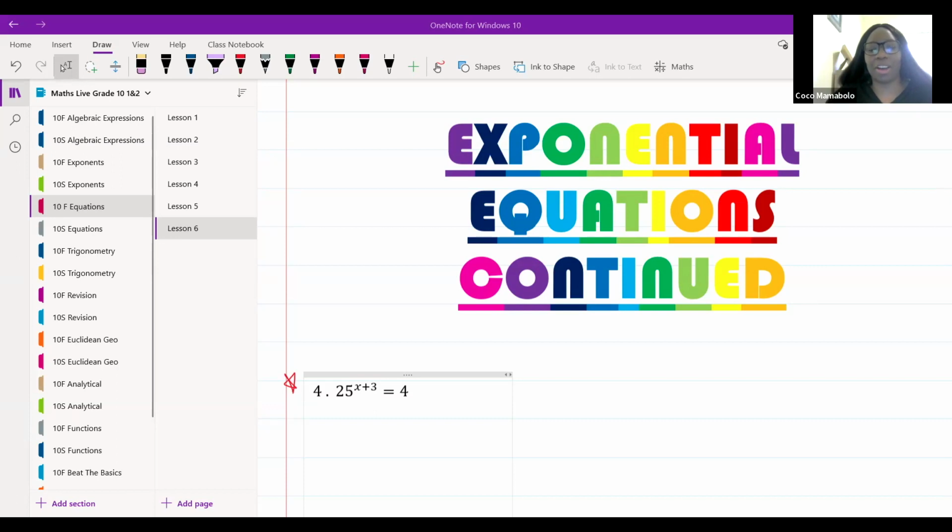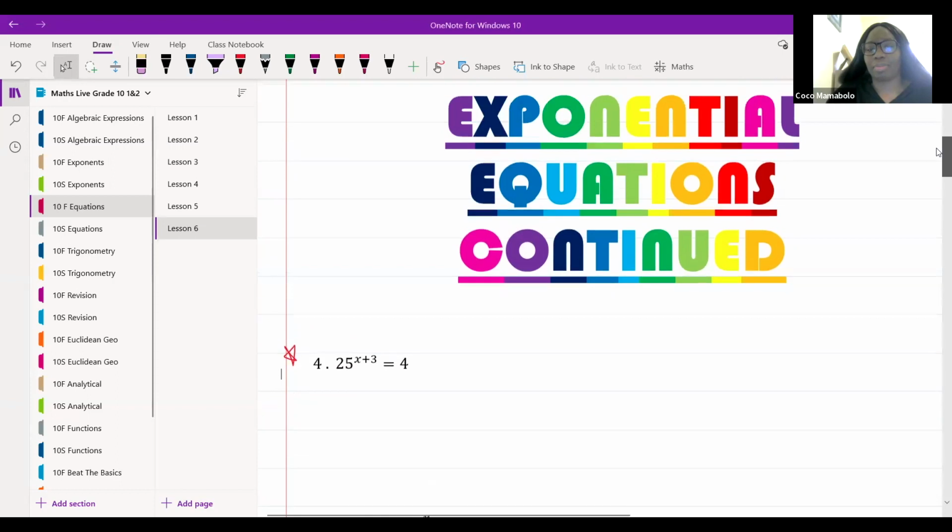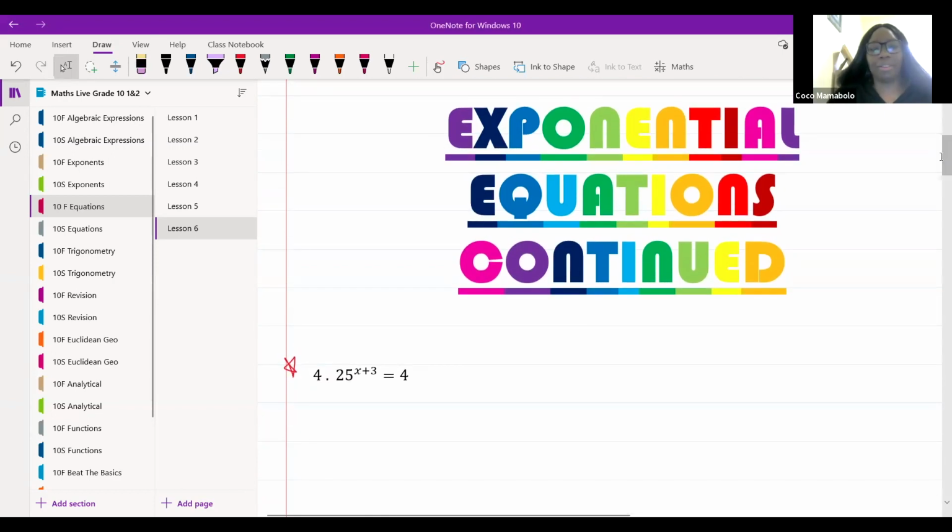Okay. Let me know how it's going, peeps. I'll give you guys a hint. Remember, we want the thing with x on its own. So first thing we're going to do is get rid of this 4. And this 4 is multiplied to 25. So in order to get rid of the 4, think about what you'd have to do there.